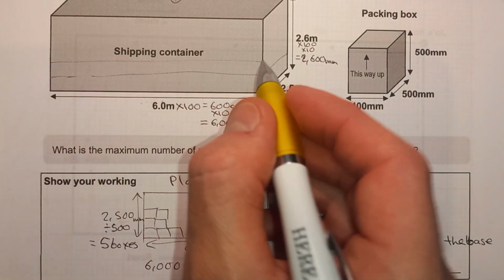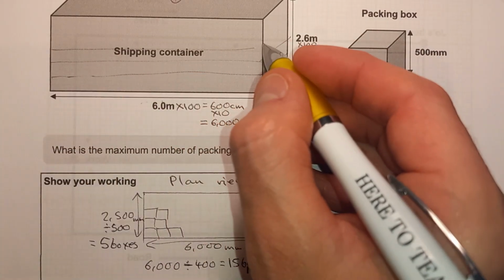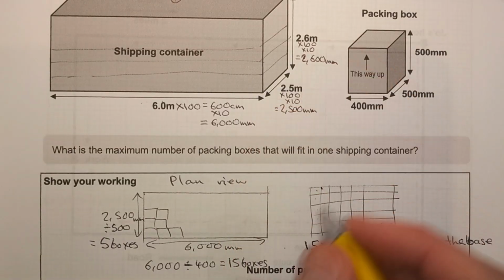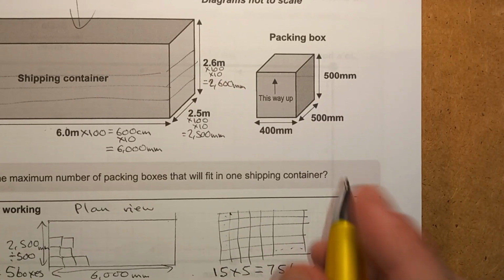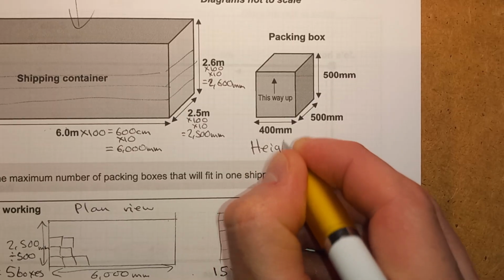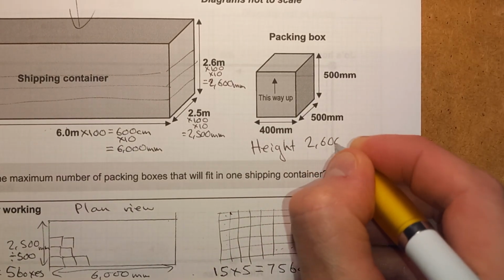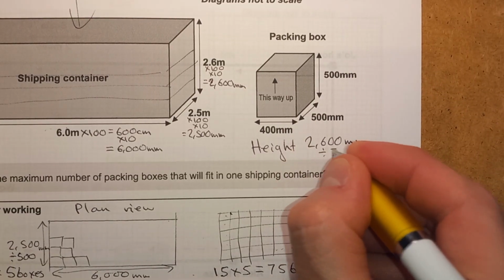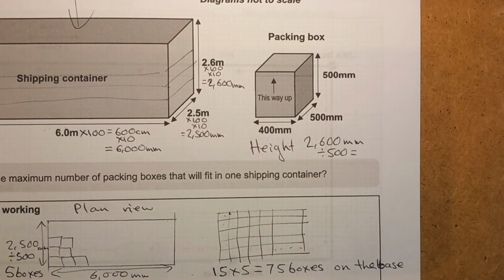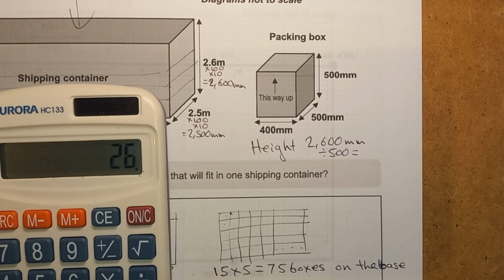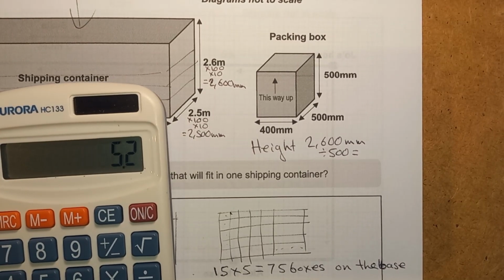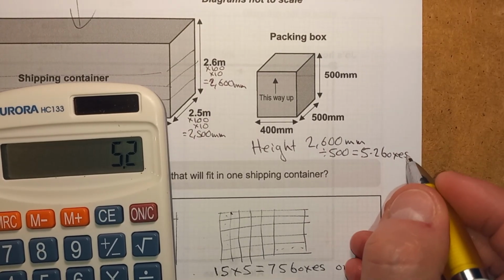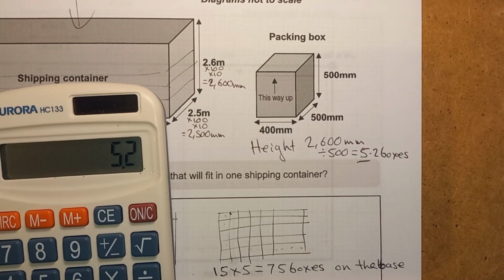Now we might be able to fit some more layers on as well. So we want to know how many layers can we fit. So now we've got to look at the height. So we know the height is 2,600 millimetres. Well, each individual box is 500, so we want to divide that by the 500, and that'll tell us how many boxes high we can go. And it's 5.2 boxes. But you can't fit 0.2 of a box in there, so we're just going to have to go with 5 boxes.